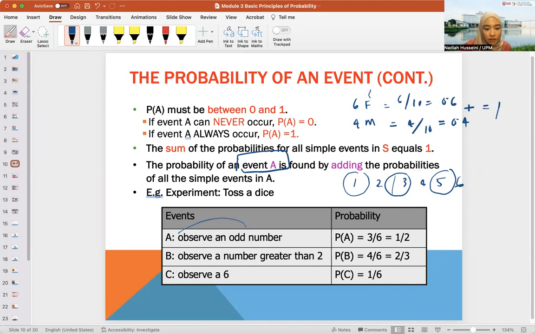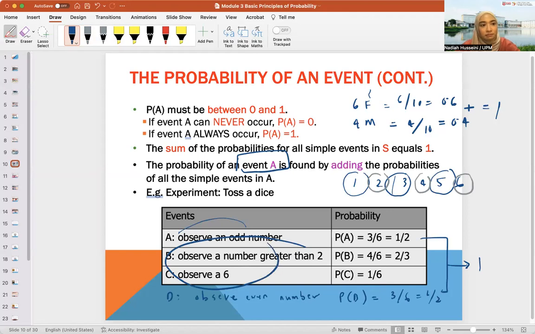So let's see. A is observe an odd number and D is observe an even number. Sorry for the bad handwriting. So even number, let's circle it: 1, 2, 3. When we're talking about even number versus odd number, then the probability should be equal to 1. So P of D is 3 over 6, which is also 1 over 2. These two together will give you 1. But when we're comparing different aspects of the data, then you can't add it like that. That was my mistake. Okay, I hope that is clear for everyone. Is that okay with everyone?